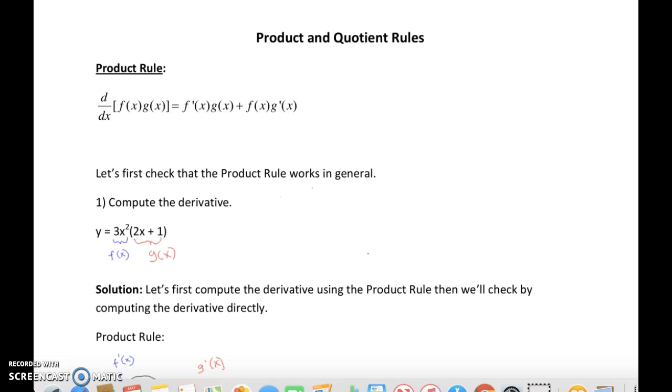First of all, we're going to see if this rule works in general. So we're going to compute the derivative of 3x squared times (2x plus 1). We're going to consider 3x squared to be our f(x) and 2x plus 1 to be our g(x). We'll compute the derivative using our product rule, and then later on, we'll check it a different way.